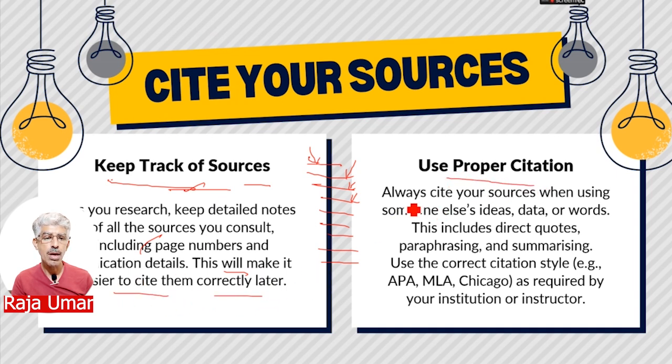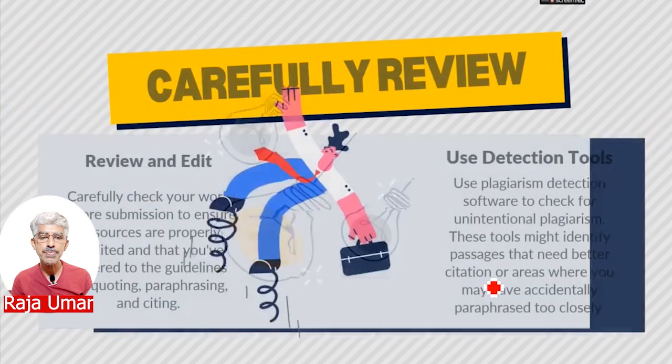Use proper citation. Always cite your sources when using someone else's ideas, data, or words. This includes direct quotes, paraphrasing, and summarizing. Use the correct citation style, for example, APA, American Psychological Association, or Modern Language Association, Chicago, or even Harvard, as required by your institution. But as I have told you in the last lesson, for the sake of the individual report, there are no hard and fast rules about which style you are supposed to use. You can use any form of referencing while making your individual report.